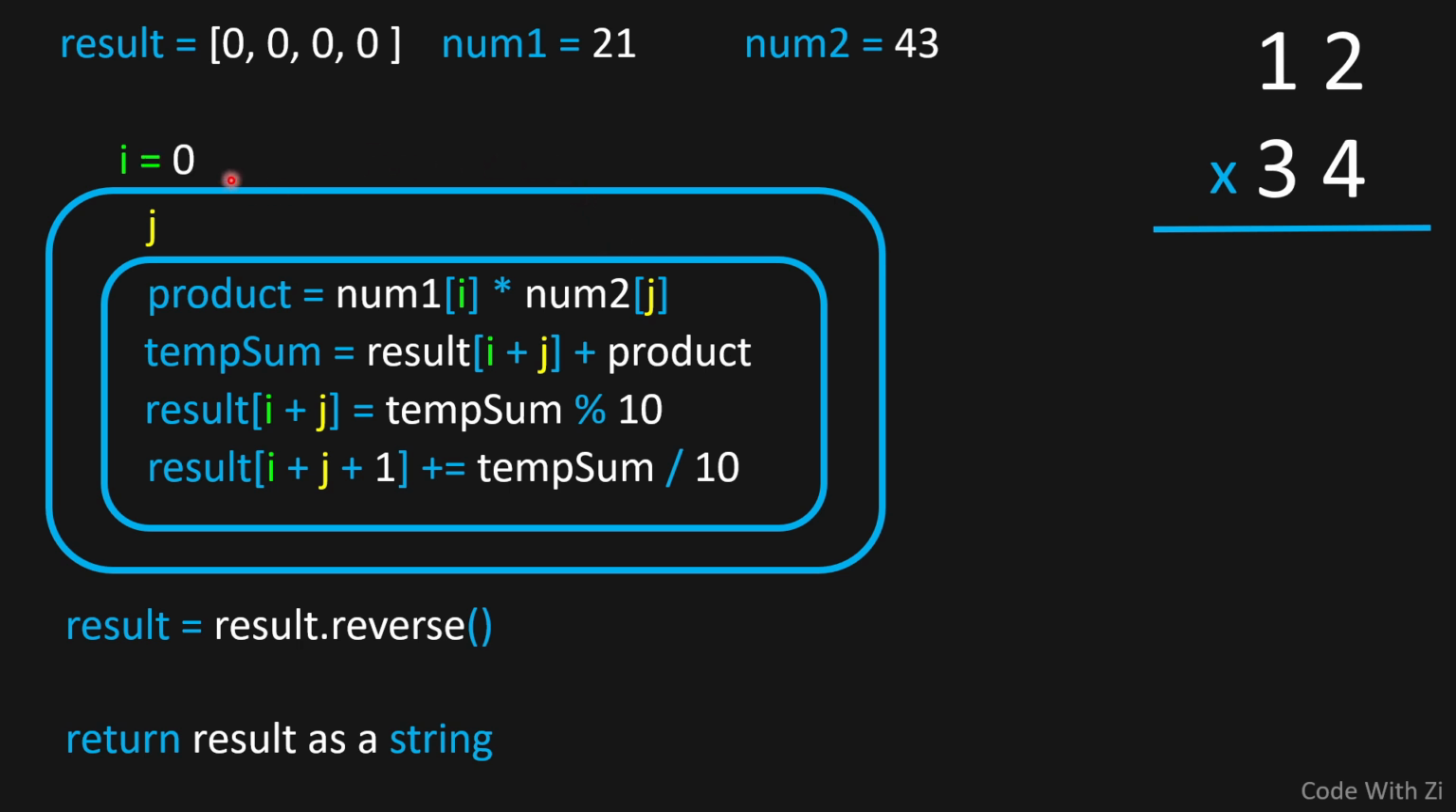So in the beginning, our i is going to be equal to 0 because it's the first round of our loop, and we're going to enter this loop, and our j is going to be equal to 0, again because it's the first round of this loop, and we're going to enter this inner loop.